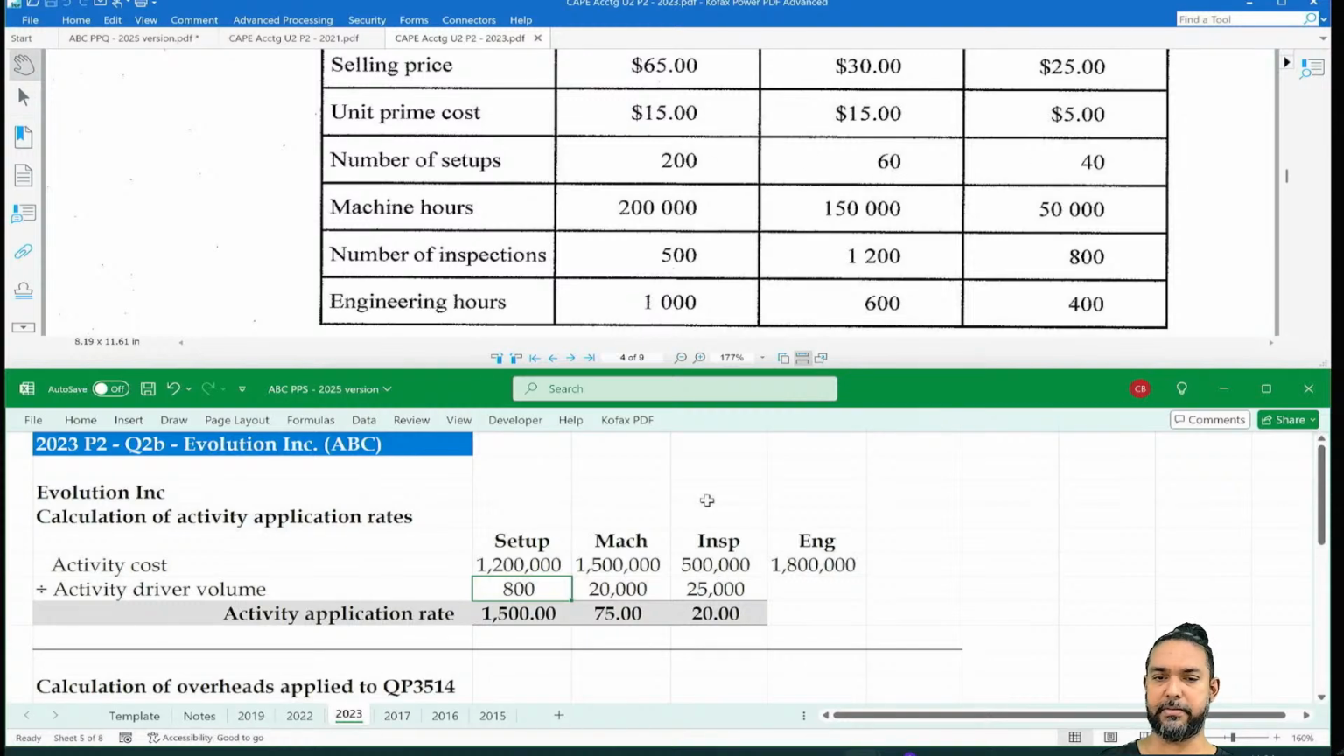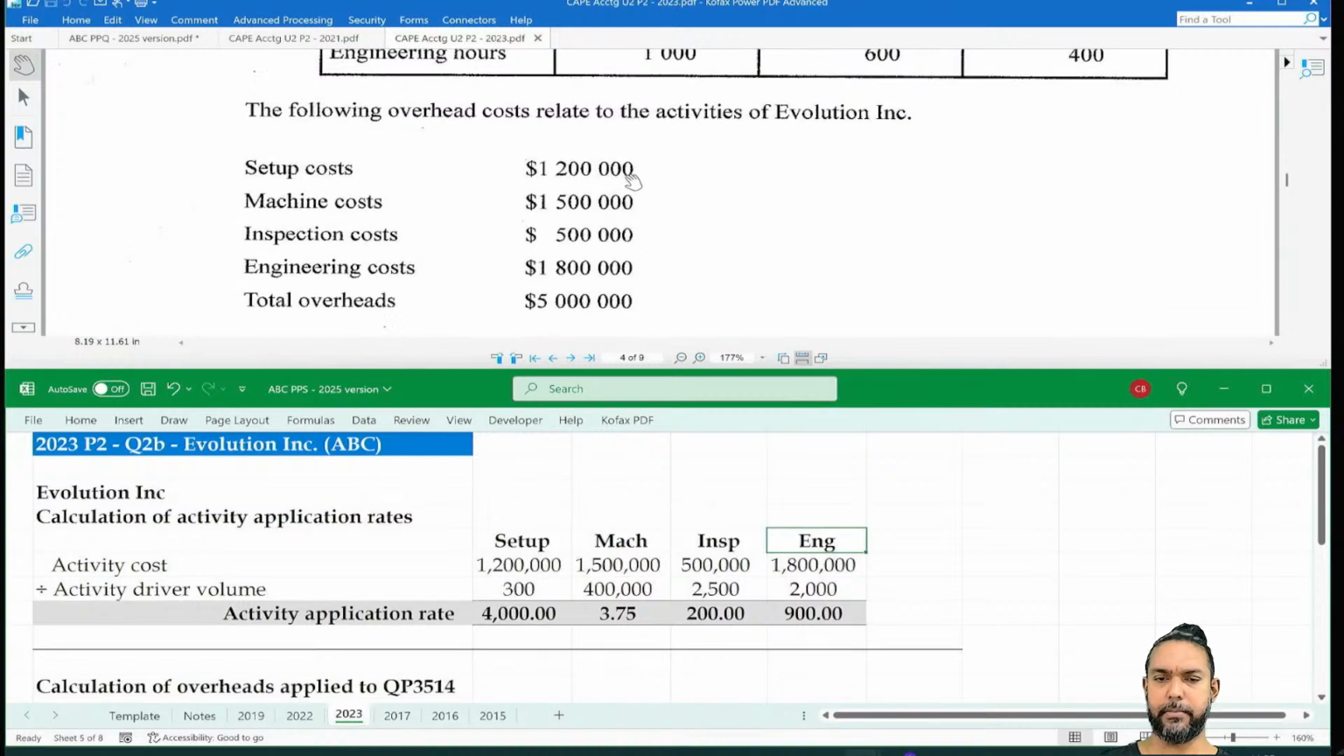So 200 plus 60 plus 40 is 300 for that. 200 plus 150 plus 50, that's 400,000. 500 as 7 is 2,500. And then that's 2,000 for this one. Right, so setup, machine, inspection, engineering, right? 1.2, 1.5, 500, 1.8. Why is that looking off? It's 1.8, right? If you all spot anything incorrect, let me know.